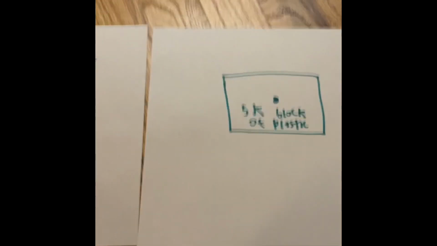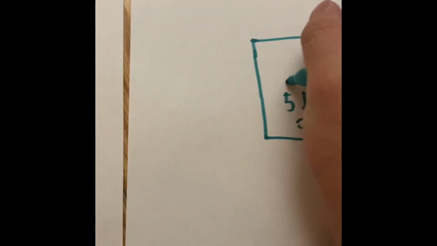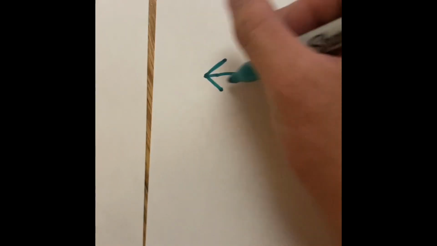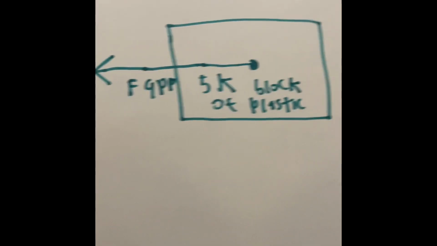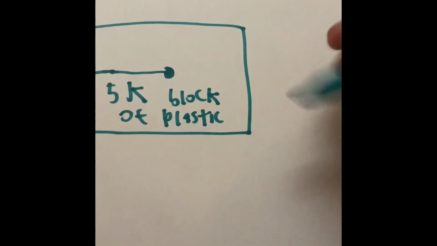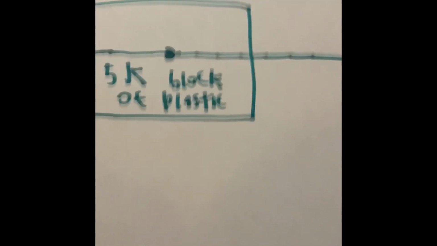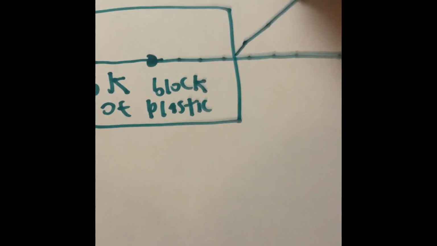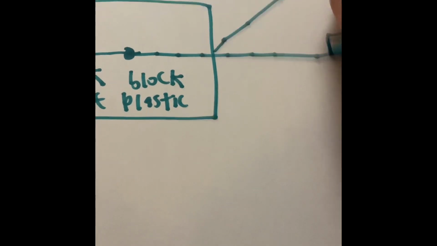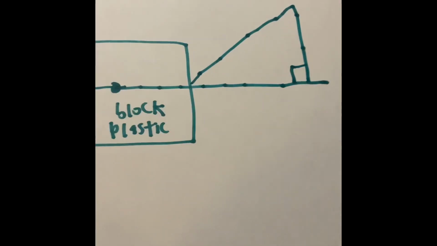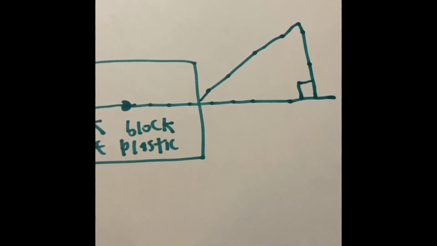Right over here, we have a 5 kilogram block of plastic. Your force being applied is wanting to go this way. But the problem is, you are not pushing on the side. You are pushing diagonally, which is going to make a right triangle. So if this is your right triangle, not only are you pushing the block to the left, but you're also pushing some downforce on the block too.